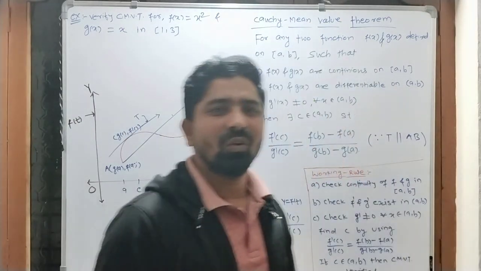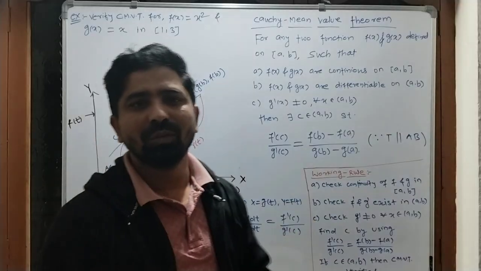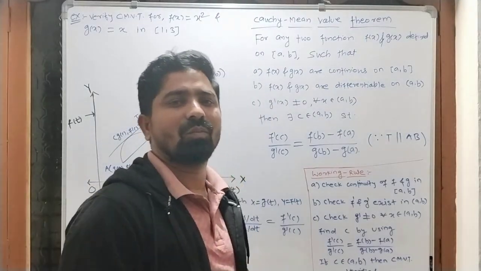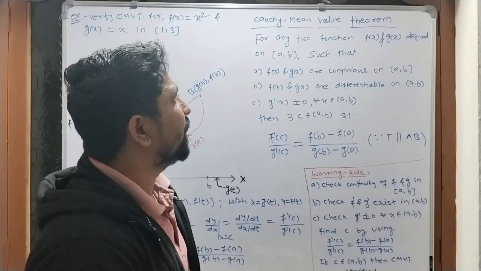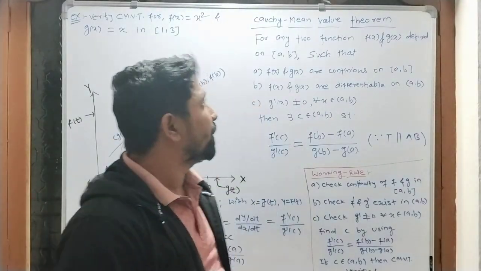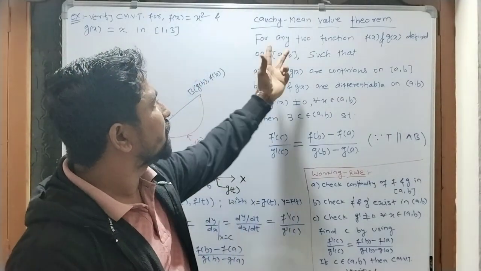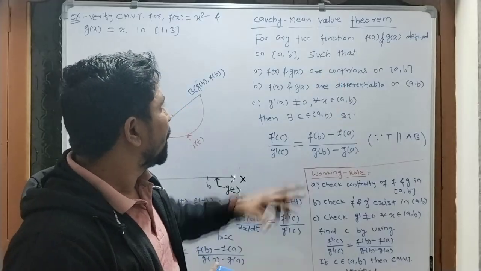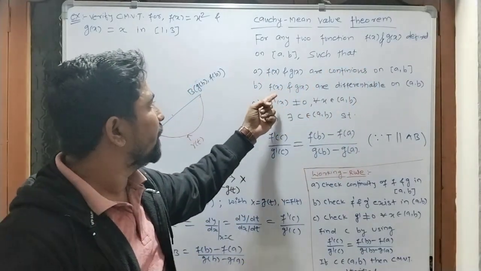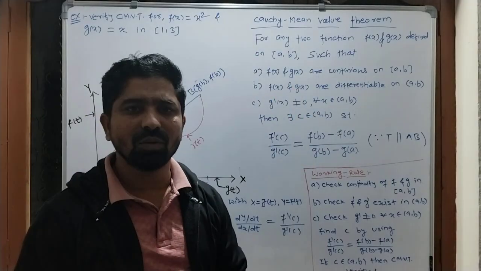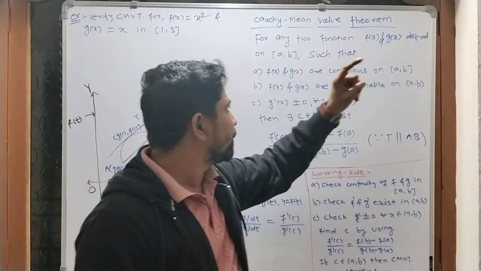Hi friends, in this video we are going to discuss the Cauchy mean value theorem, which is the generalization of the mean value theorem. The statement of the theorem says: for any two functions f(x) and g(x) defined on the closed interval [a, b], such that f(x) and g(x) are continuous in the closed interval [a, b], and f(x) and g(x) are differentiable in the open interval (a, b).